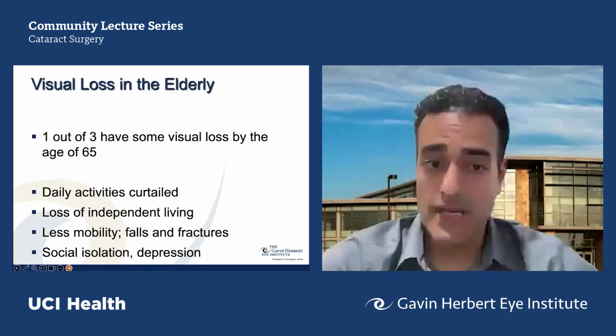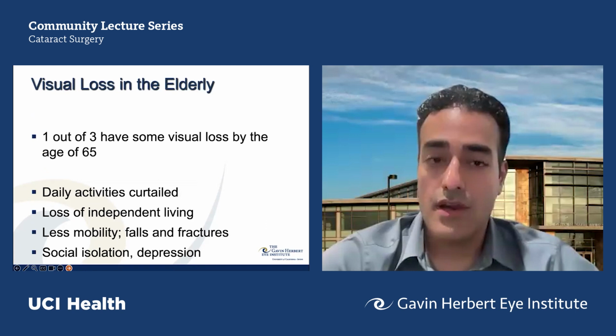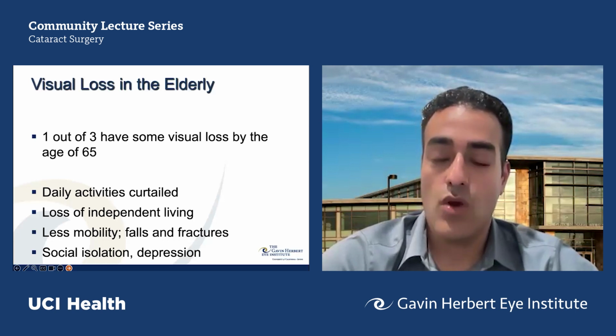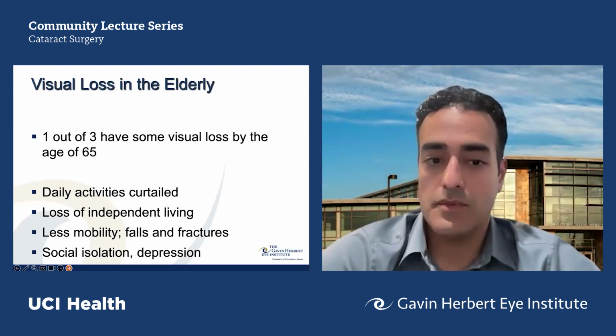So this is very common. About a third of people over the age of 65 have some level of decreased vision. And so why we care about this is because vision is so important in our daily activities. And so it can affect what we're able to do safely or comfortably.